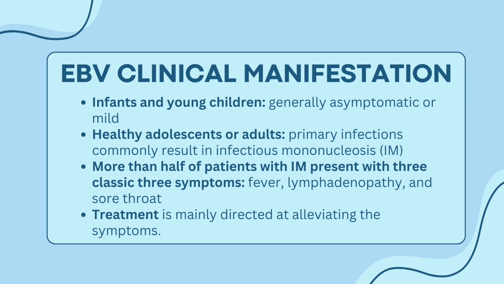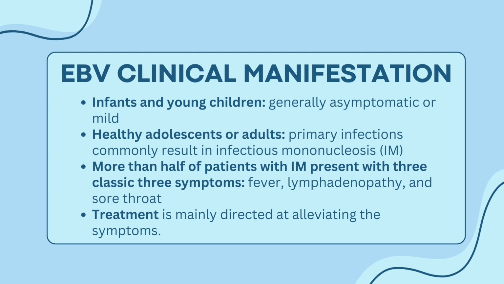So, for EBV clinical manifestation, the clinical manifestations of EBV vary with the host's age and immune status. Infection in infants and young children are generally asymptomatic or mild, whereas primary infections in healthy adolescents or adults commonly results in infectious mononucleosis. More than half of patients with infectious mononucleosis present with 3 classic symptoms. We have fever, lymphadenopathy, and sore throat. Symptoms usually last for 2 to 4 weeks, but yung fatigue, myalgias, and need for sleep can persist for months.